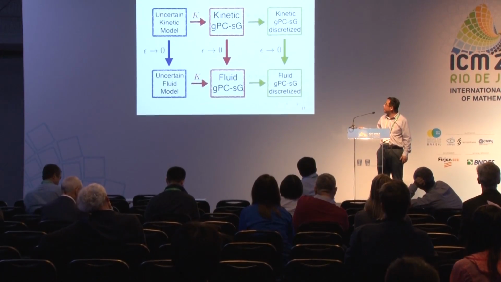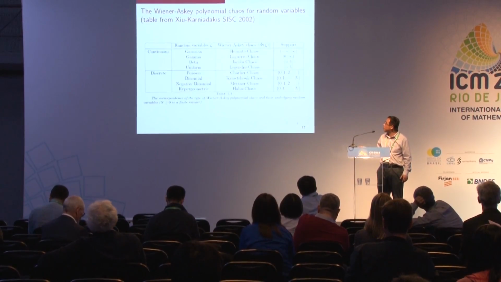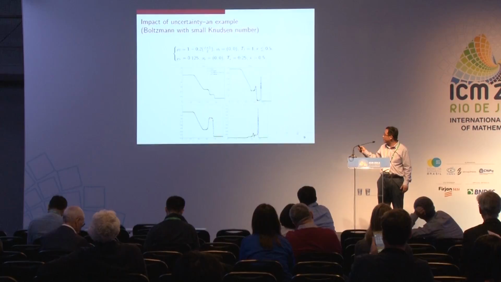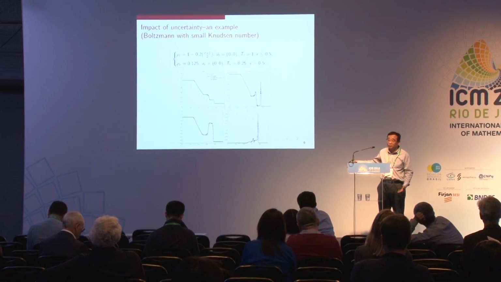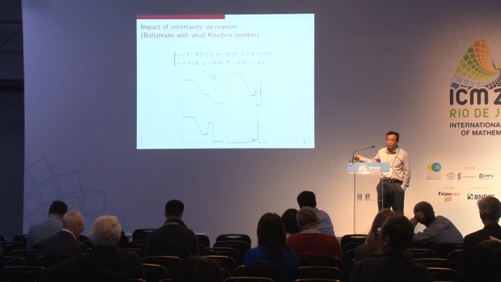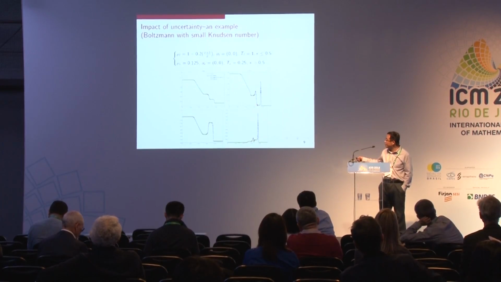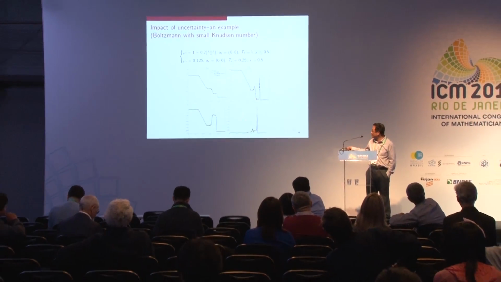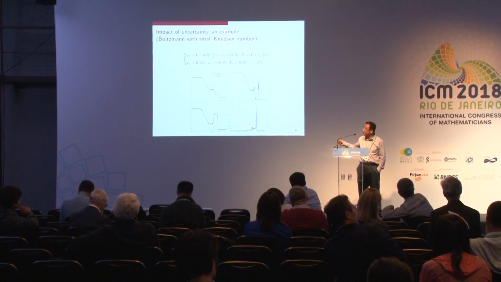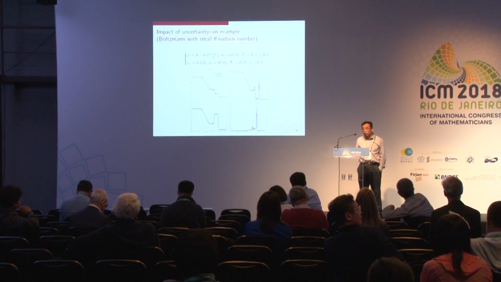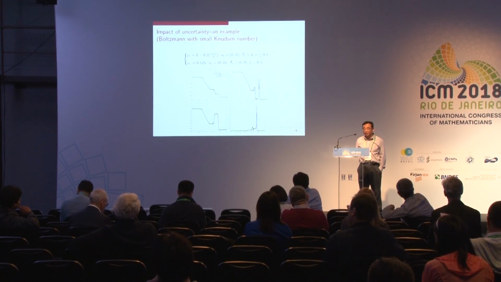If you look at this earlier picture I showed you for the shock tube, of course, our analysis doesn't work in this case. And you have to compute numerically to understand what the possible deviation is if you have random inputs in the initial data or equation of state or collision kernel.